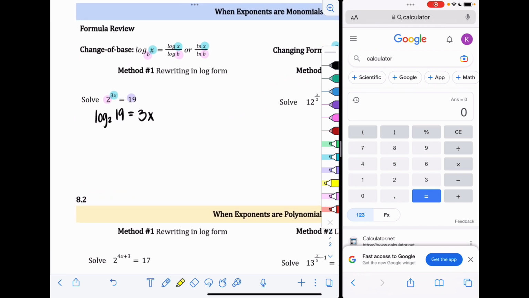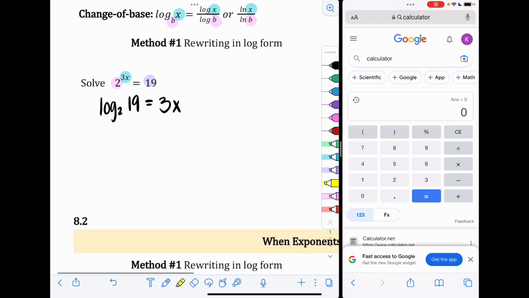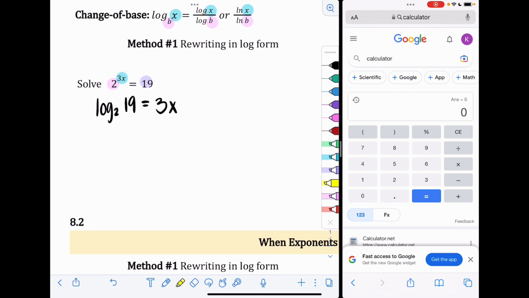That's something that, if you're not super comfortable with yet, it's totally okay. But I would always have that on a little sticky note or at the top of your page until you get comfortable with it. So log base 2 of 19 equals 3x. And now I can start working towards getting the x by itself.